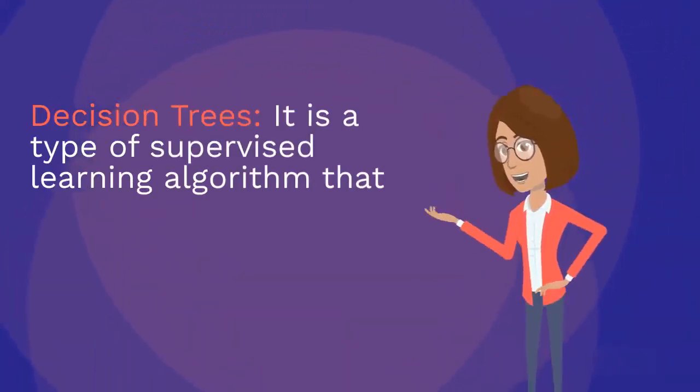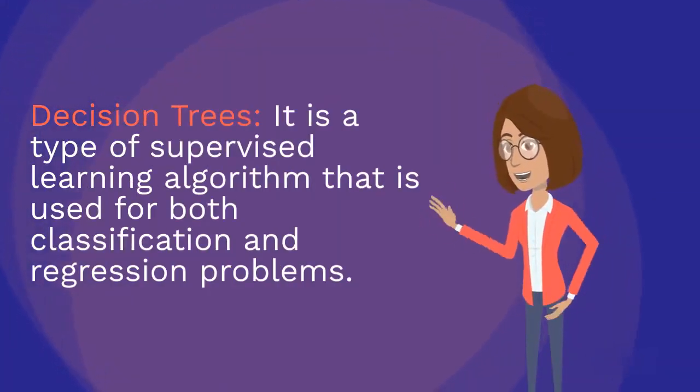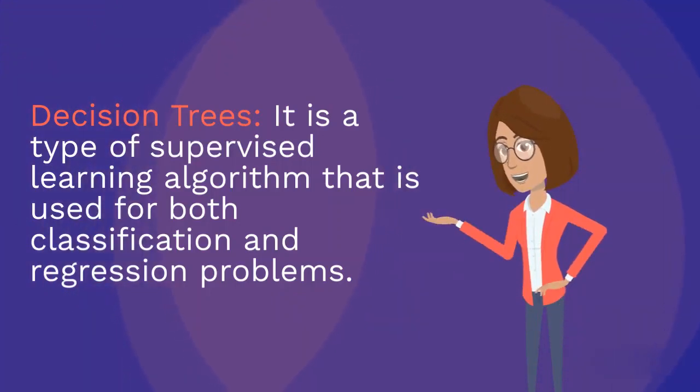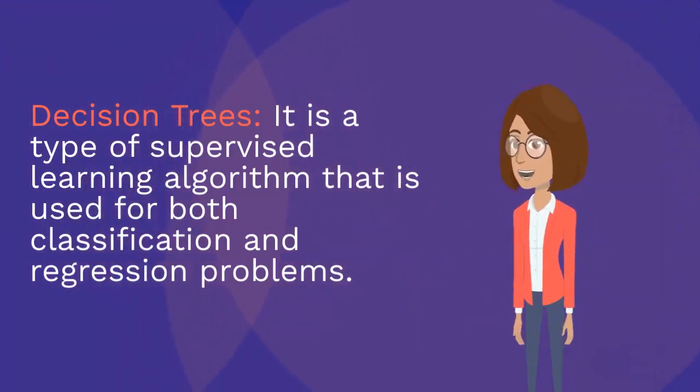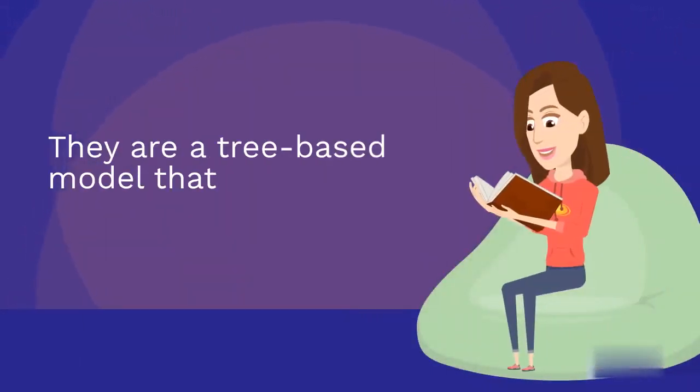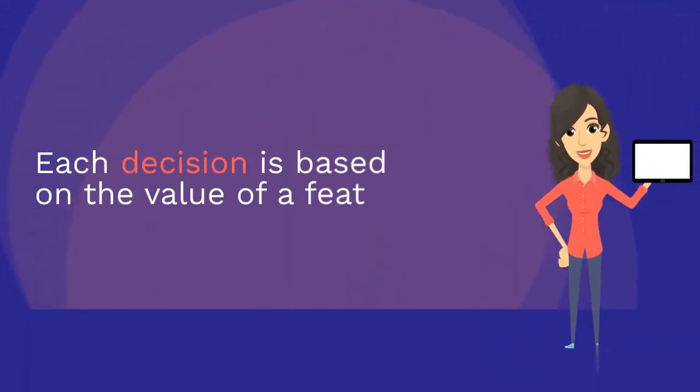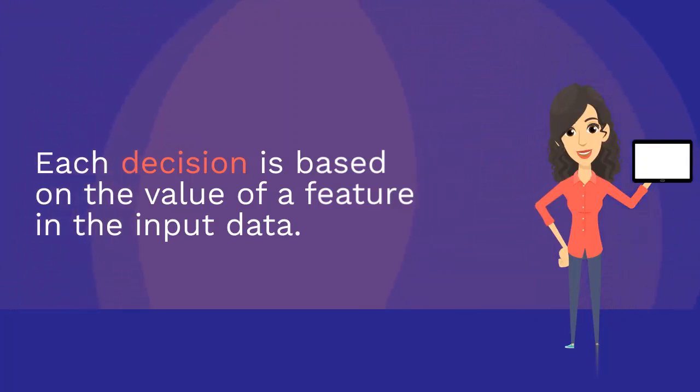Decision trees. It is a type of supervised learning algorithm that is used for both classification and regression problems. They are a tree-based model that makes predictions based on a series of decisions. Each decision is based on the value of a feature in the input data.